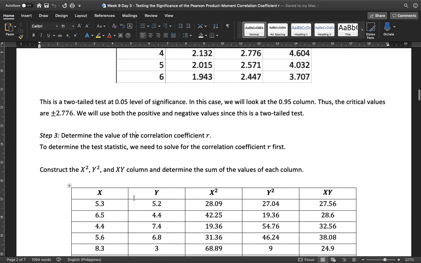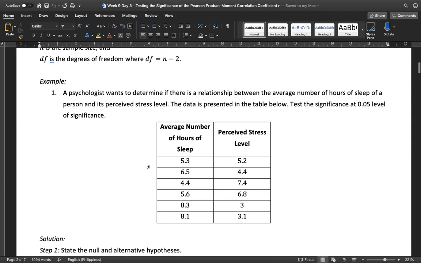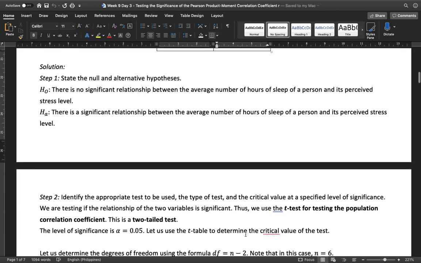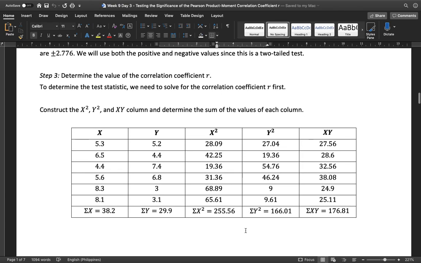Step 3. Now we will solve for the value of the correlation coefficient r. So, gagawin ulit natin yung medyo mahaba-habang equation. I know, medyo mahaba talaga siya. So, let the average number of hours of sleep be x, perceived stress level be y. So, we input the values right here. Ito si x, ito si y. We construct the column for x squared. So, kunin mo yung values ni x, take the square. I'll leave it up to you to compute, and to double check the values.